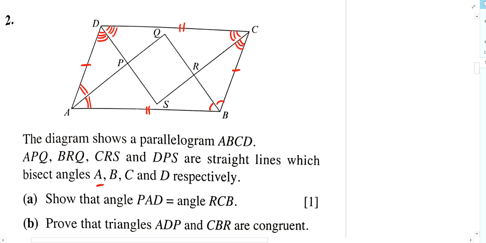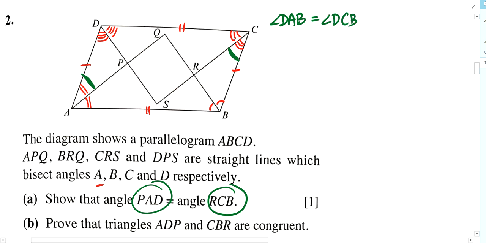Show that angle PAD, where is it? PAD. So referring to this angle in green, it is equal to RCB. Okay, how do we prove that these two are the same? It's going to guide me. Okay, come. Angle DAB equals angle DCB. DAB, DCB. Agree or not?